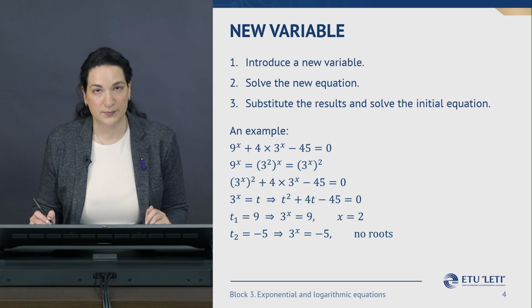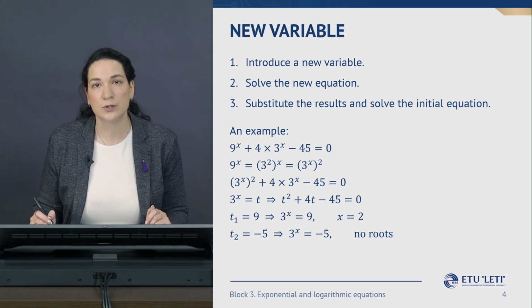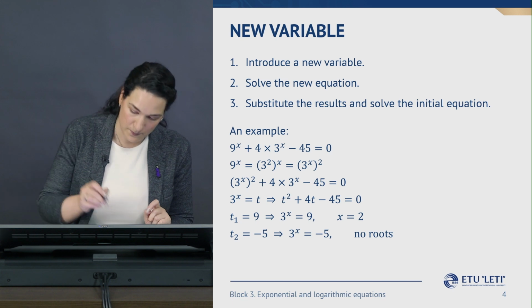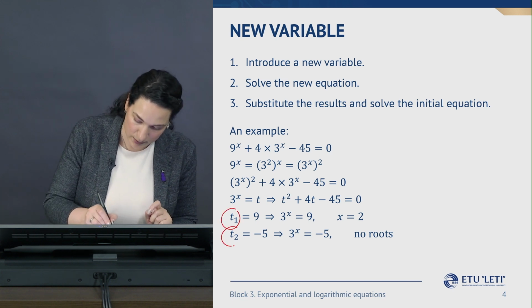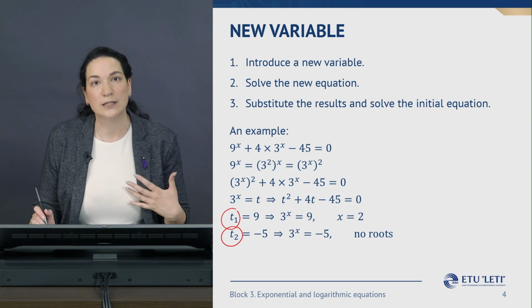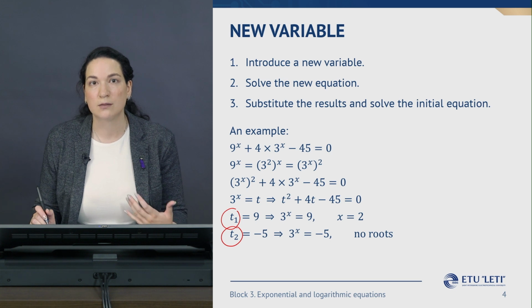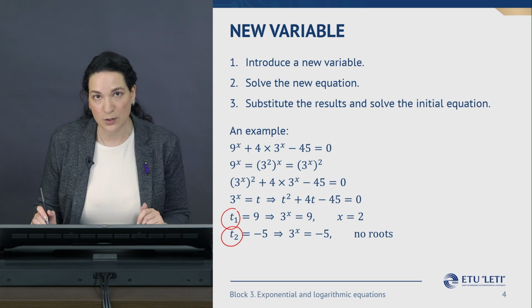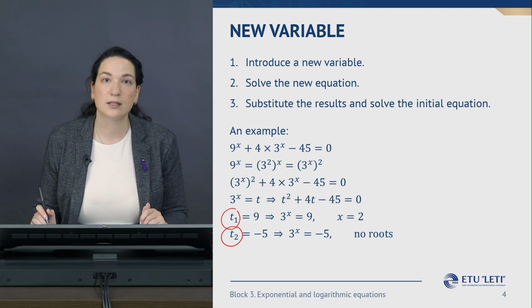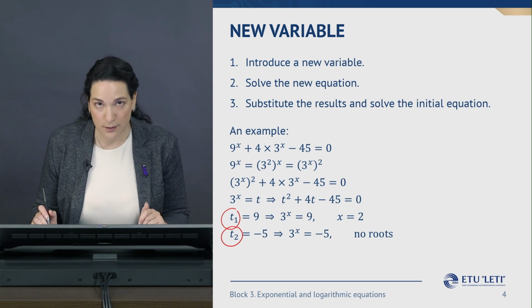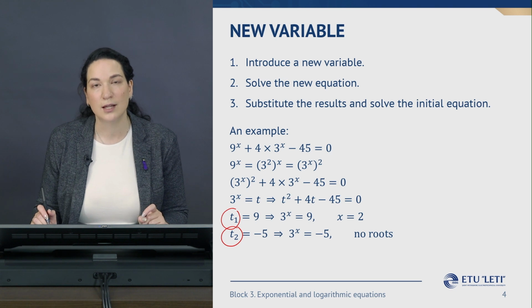Consider the following example. The initial equation is transformed so that the first term is a square of 3^x. By introducing the new variable, which will be t, the equation is turned into a regular quadratic equation, which is then solved, yielding two roots. The first root is substituted into the initial equation, and x equal to 2 is found. The second root of the quadratic equation is negative, and substitution forms an equation that has no roots.